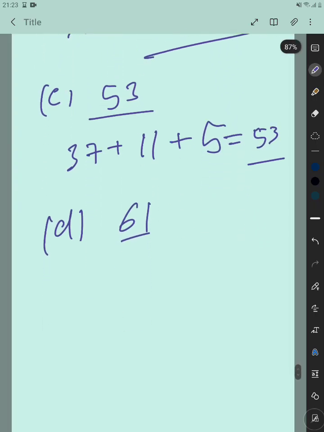So for 61, let's do some calculation here. 61 minus 53 will be 8, so you cannot take that one. You need to find some other solution for this. Let's start with 47 and then take 11. How much will it be? It will be 58. 58 and 3. Okay, now it's okay.